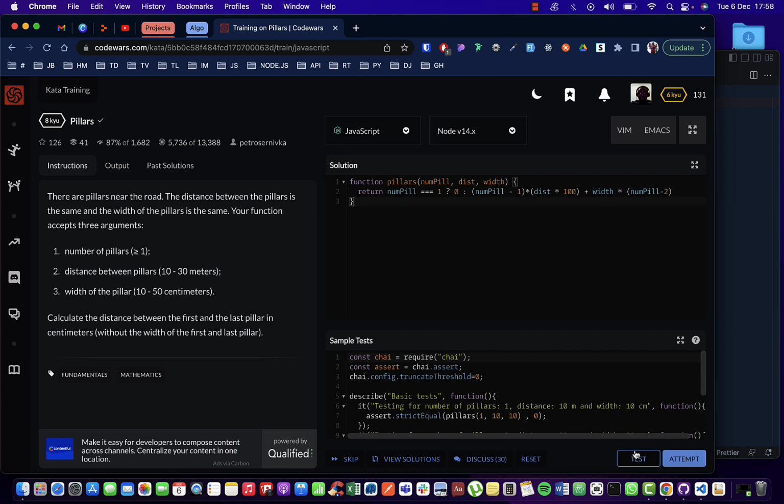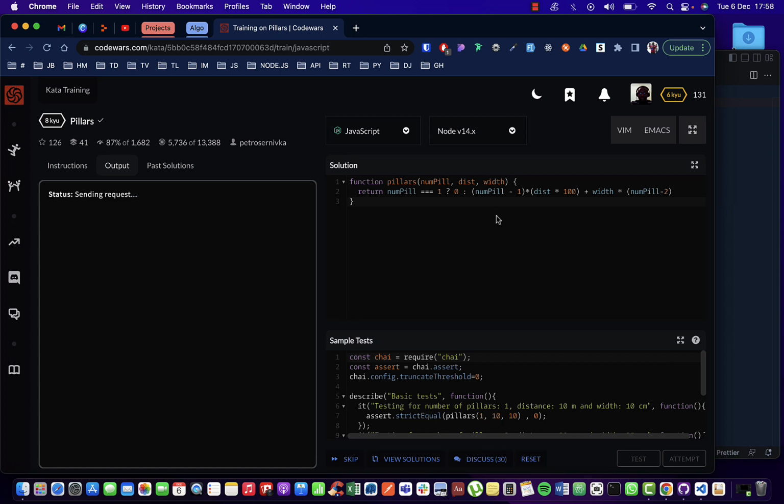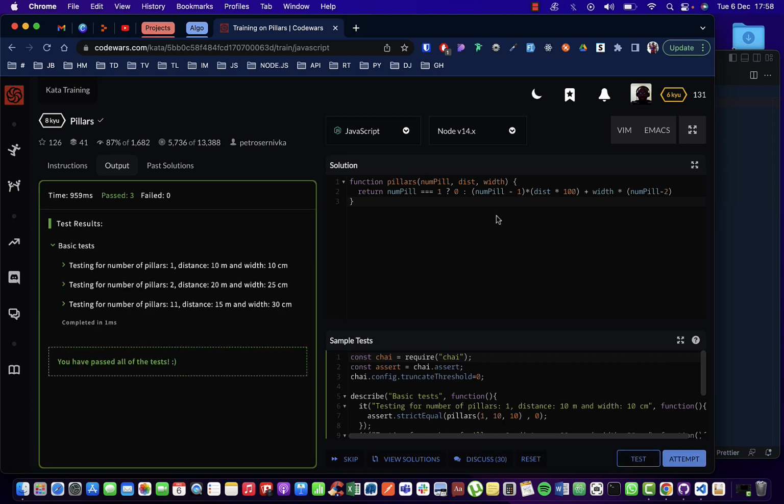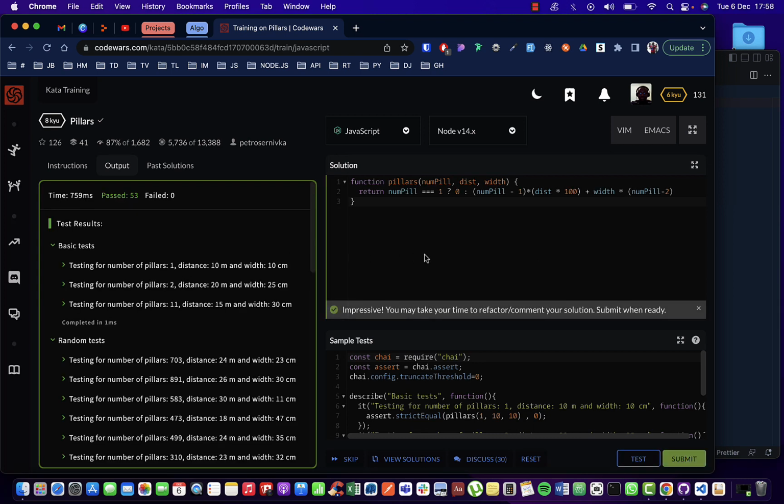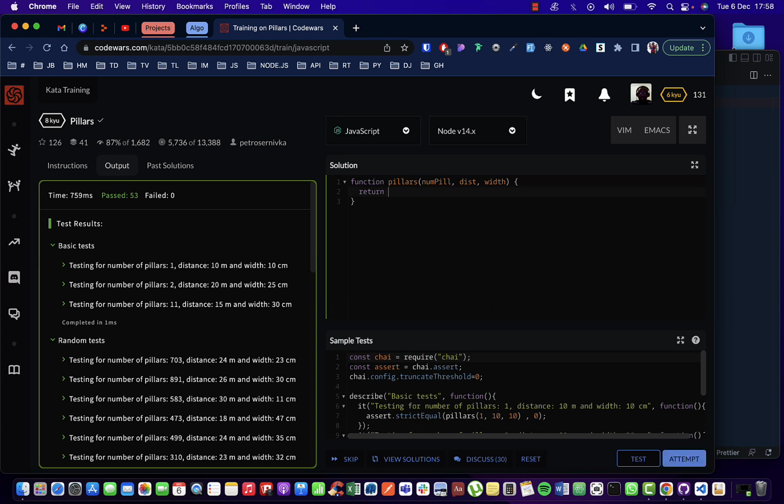So let me test and see. So this passes, let me attempt, and that passes, so that's very good. So let's see if we can find a way to refactor this without doing it this way. Let me just see if I can do that.